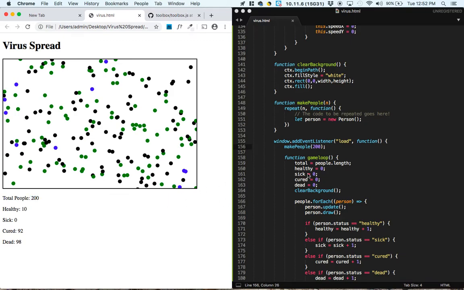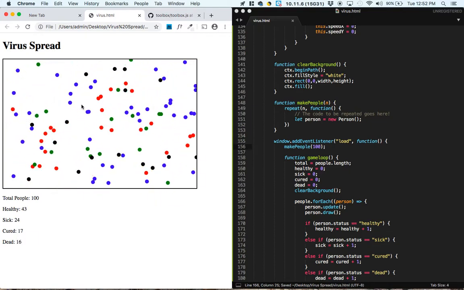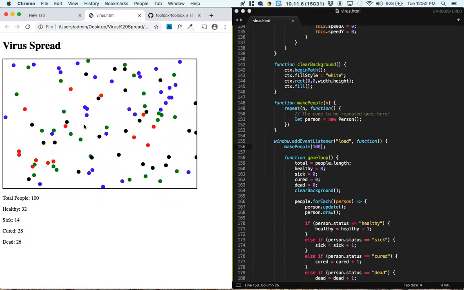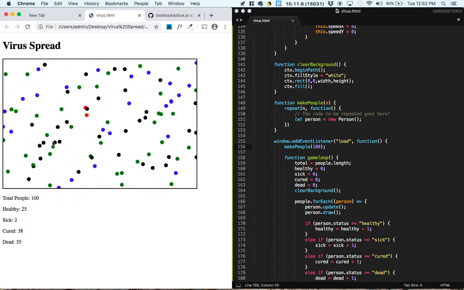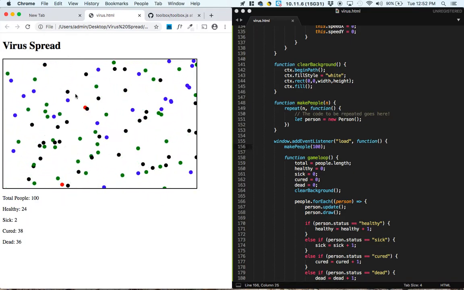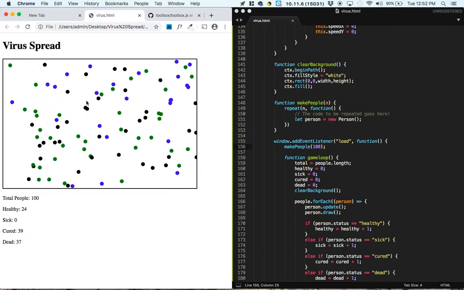So let's see if we do 100 instead. It was a little bit hard to see, it was so congested there. What we're expecting here, I think, is that less than 50% will die, but let's see. All right, so here we go. Out of 100 total people, 37 died here. So yes, it was less than 50%, but it was a lot more dangerous than the example where we had only 10 people.